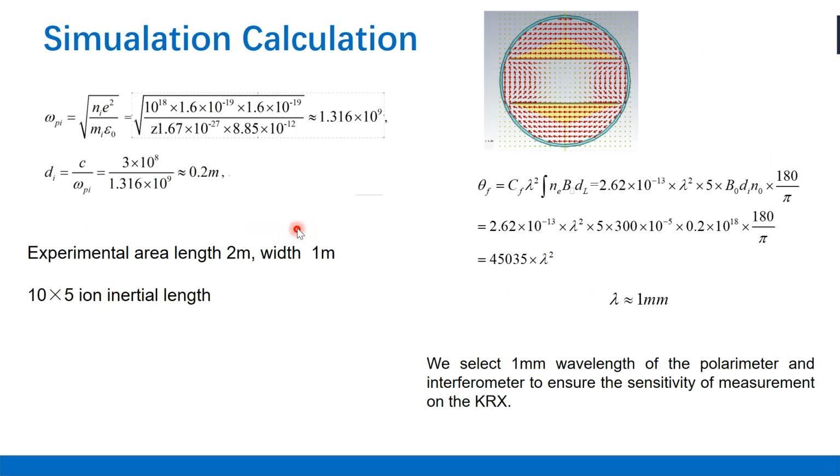The ion plasma frequency can be expressed by this function, and we can derive the ion inertial length equal to 0.2 meter. So the reconnection region is some ion inertial lengths long and 5 ion inertial lengths wide in the X-Z plane. According to the Faraday rotation angle calculation and the plasma parameters, we select a 1 millimeter wavelength for the polarimeter and the interferometer to ensure the sensitivity of the measurement on the KRX.